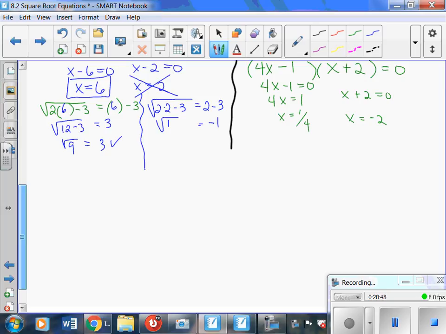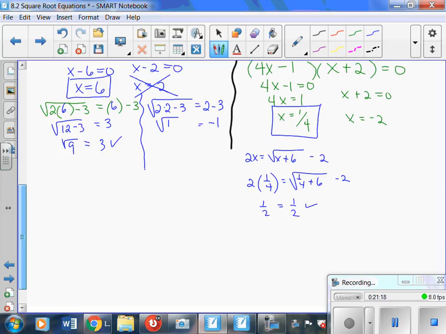So I'm going to go to the original, which says 2x is equal to the square root of x plus 6 minus 2. So that's the original, right? So we try the 1/4. 2 times 1/4 is equal to the square root of 1/4 plus 6 minus 2. So I would put this whole thing into your calculator, and this turns out to equal, surprisingly enough, a half. This one checks. So I know this is one of my solutions.